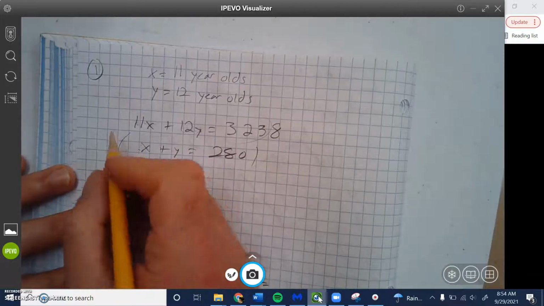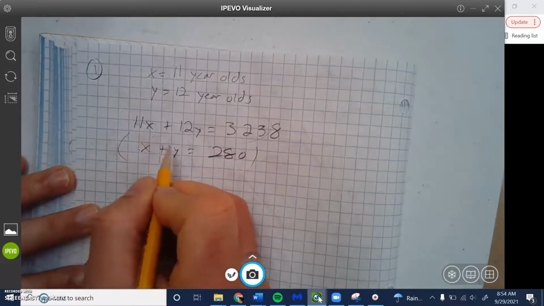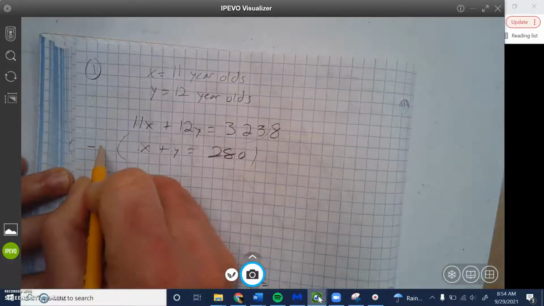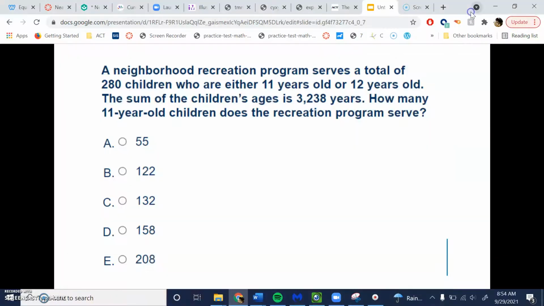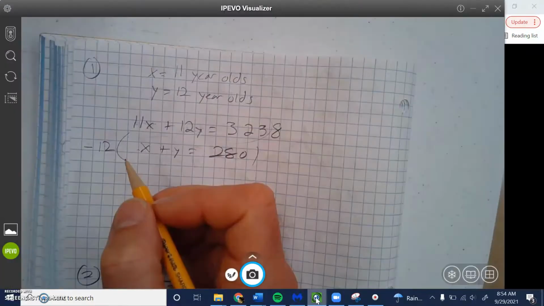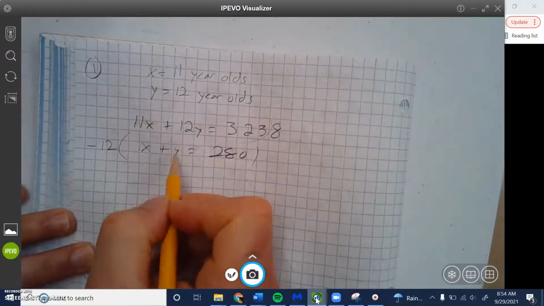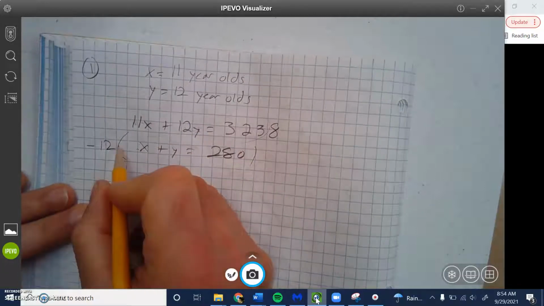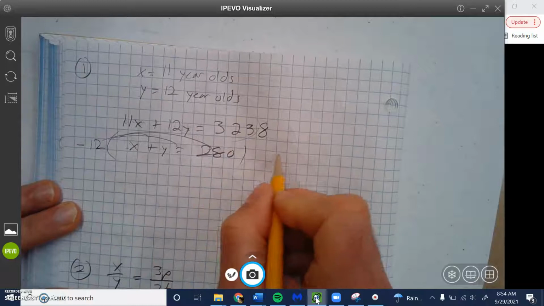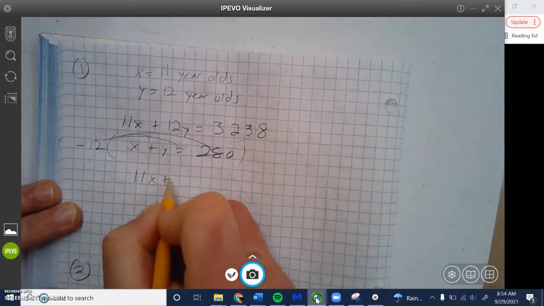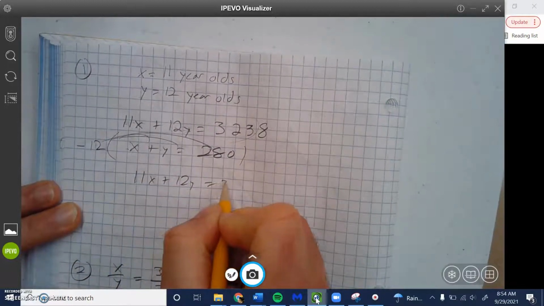It doesn't really matter, so let's multiply by negative 12. Why? Because what's it asking for? The amount of 11-year-old children. So I want to find X, which means I should eliminate Y. I'm going to eliminate Y right here because I'm going to find X. So distribute to everything. I'm going to slide this one over and just rewrite it here.